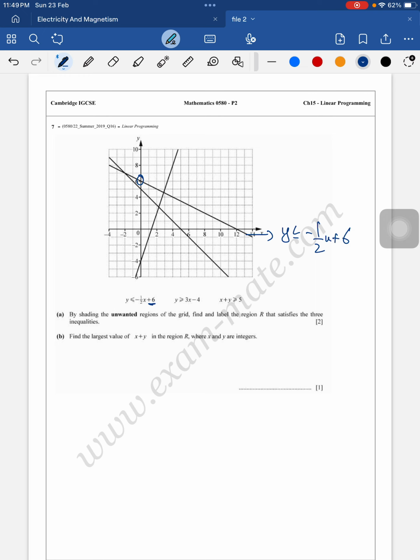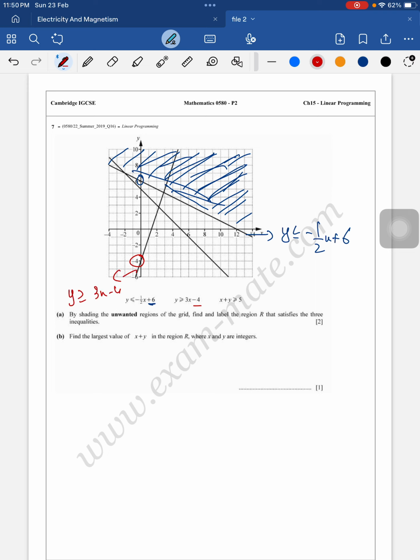So less than means this one, greater than means the upper part. So I will be shading the upper part over here. Okay, and y is greater than or equal to 3x minus 4. So minus 4 is the y-intercept here, right? This is y is greater than or equal to 3x minus 4.